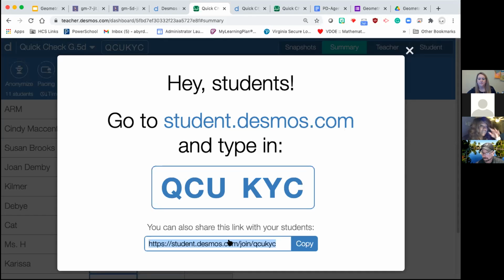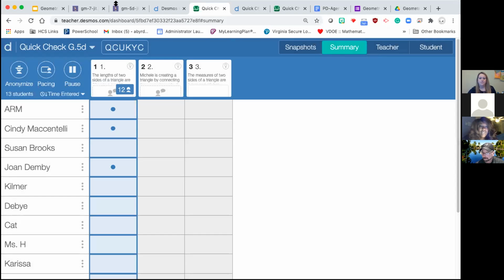A great thing about Desmos too is it's not case sensitive, so your students don't have to worry about capitalizing, and you don't even need the spaces. You can simply type in the code, and that's all they need. So now here we go.